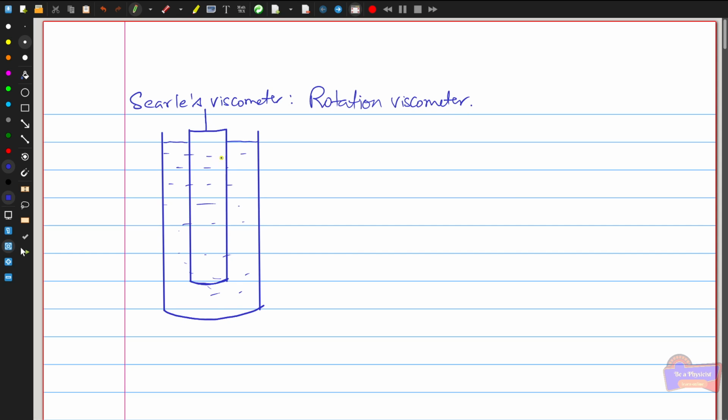The schematic diagram of this apparatus looks like this. We have two coaxial cylinders having different radii. One is the outer one and another one is the inner one. The space between these two coaxial cylinders is filled with the fluid whose coefficient of viscosity can be determined.